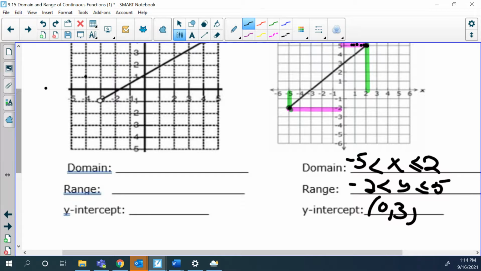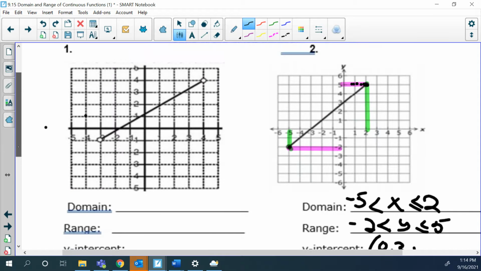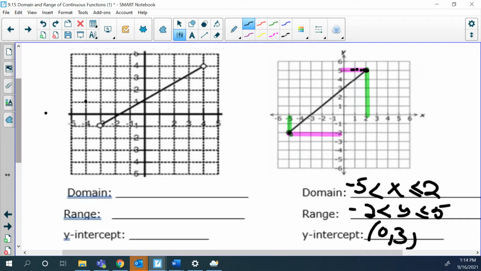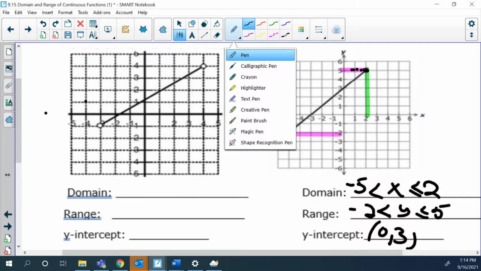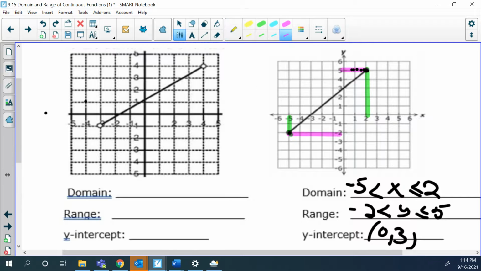All right, let's try number 2. You guys can pause the video, try number 2, and come back and check your answer, all right? Okay, domain. Again, I'm going to start on the left side where the graph starts. If you notice now, this is where the graph starts. If I go up, that's going to be -3, right? 1, 2, 3. So that's going to be -3. And this is an open circle, so therefore I'm going to use less than.